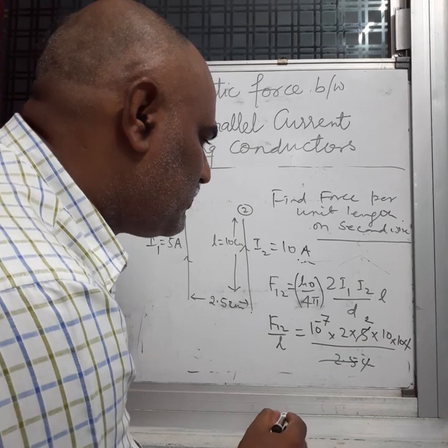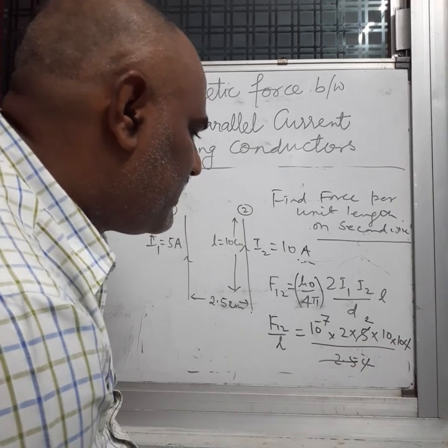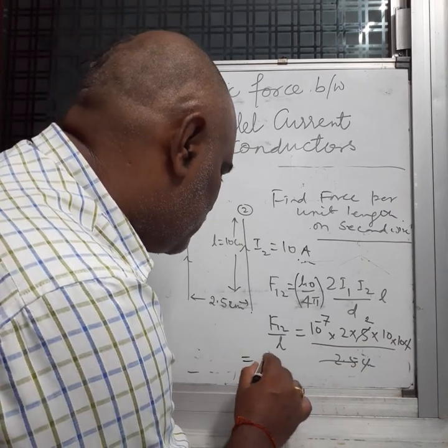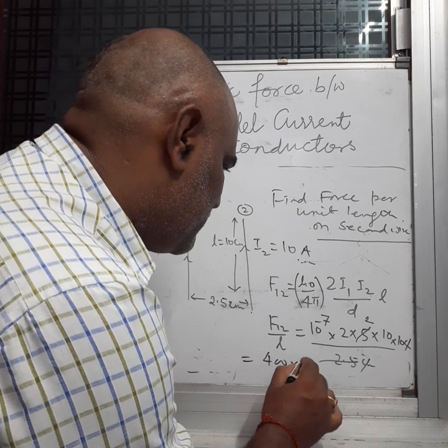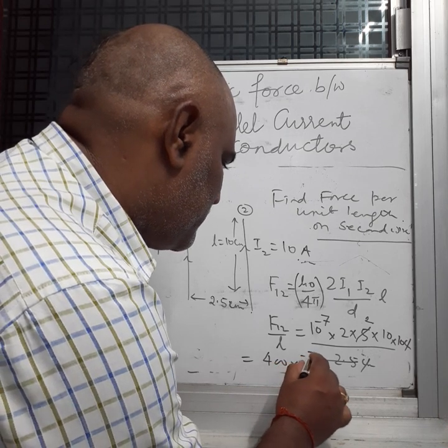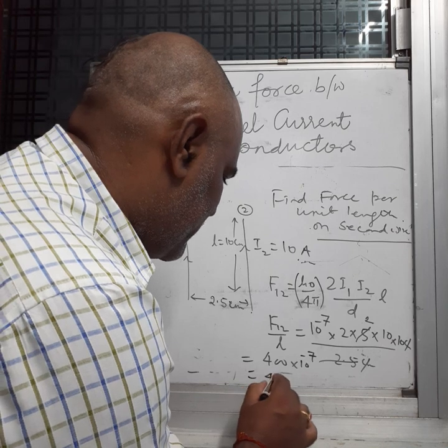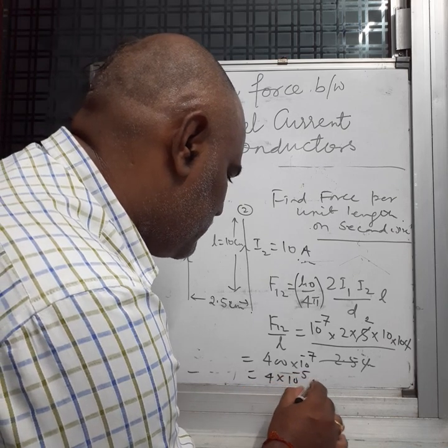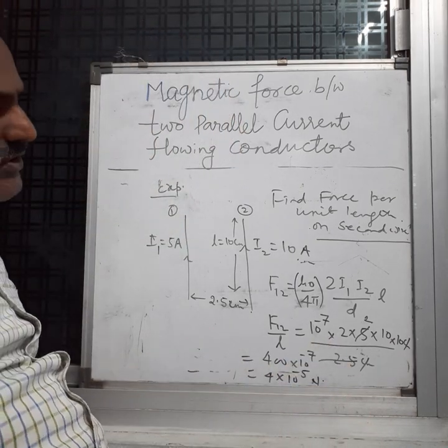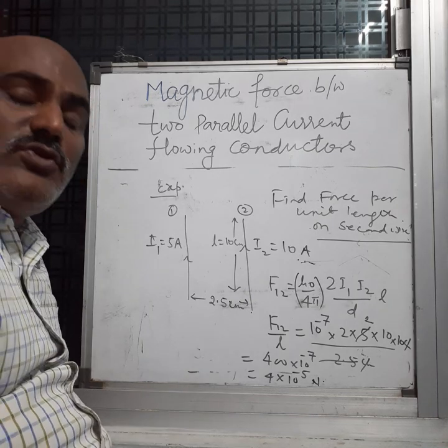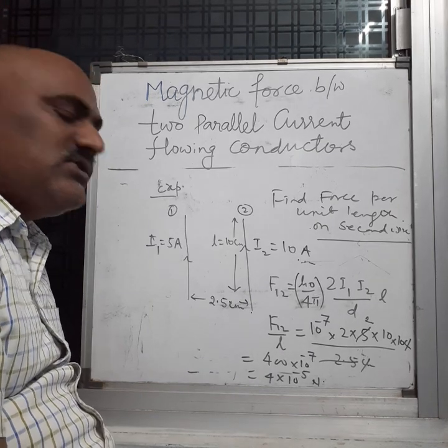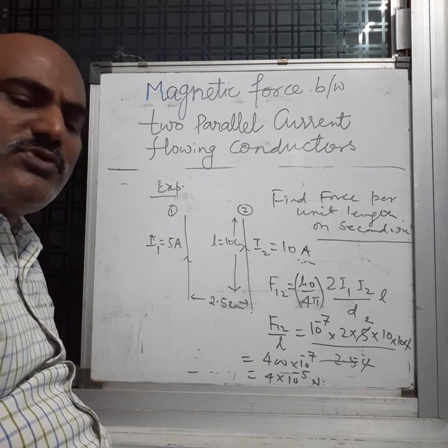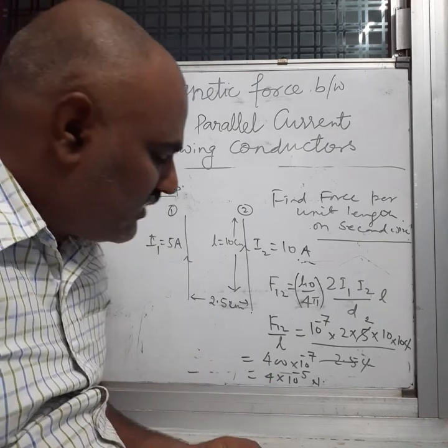So 400 into 10 to the power minus 7. So you can write 4 into 10 to the power minus 5 Newton. This way you can find the answer. So many questions are given in your exercise and in your reference books, you solve them. So this is for today.